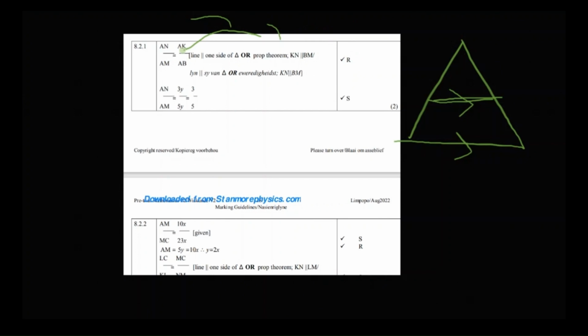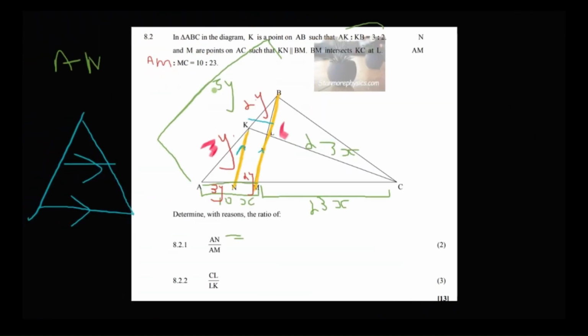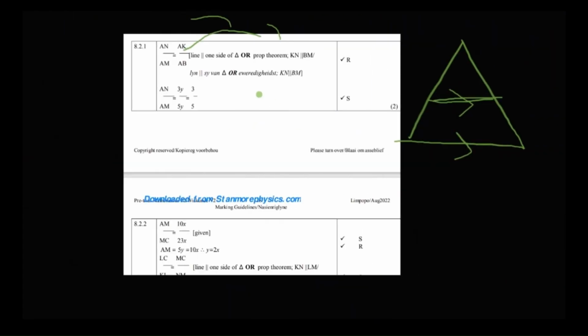Now, what are the values for AK again? Remember, we've labeled AK as 3y and we've labeled AB as 5y, because 3y plus 2y is 5y, right? So then you're going to place this into its ratio form. The y's are going to cancel out, giving you 3 over 5.